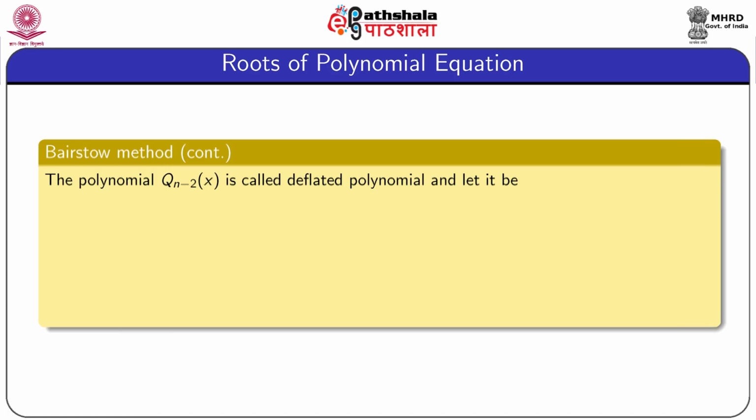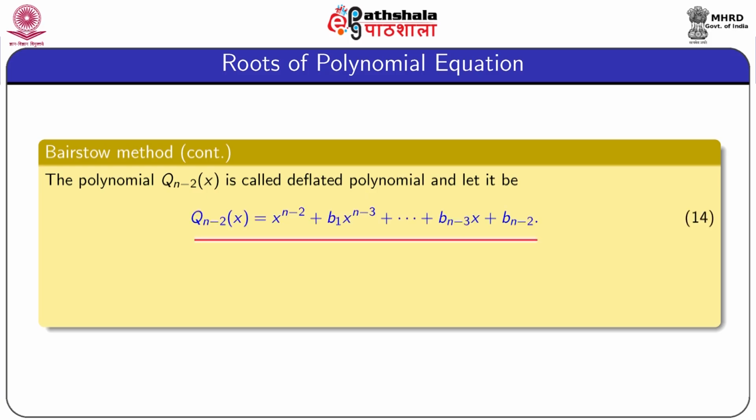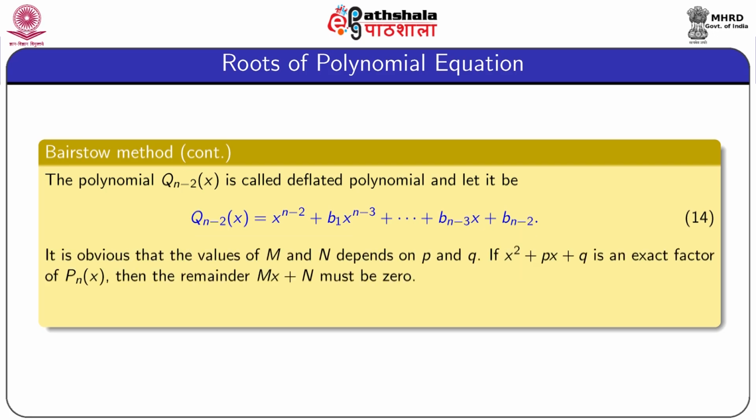The polynomial Qn-2(x) is called the deflated polynomial, and let it be of the form in equation number 14. That means this is a polynomial of degree n minus 2. It is obvious that the values of m and n depend on p and q. If the quadratic factor is an exact factor of the polynomial Pn(x), then obviously the remainder term mx plus n is equal to 0. That means m equals 0 and n equals 0.